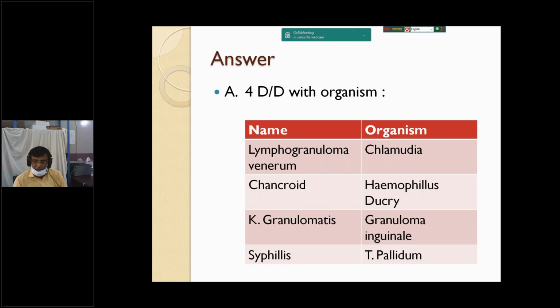There is some spelling mistake. Lymphogranuloma venereum, and it is caused by chlamydia. Second disease is chancroid, which is caused by Haemophilus ducreyi. Third is Granuloma inguinale, which is caused by Klebsiella granulomatis, and fourth disease is syphilis, which is caused by Treponema pallidum. So these are the four diseases caused by four organisms.